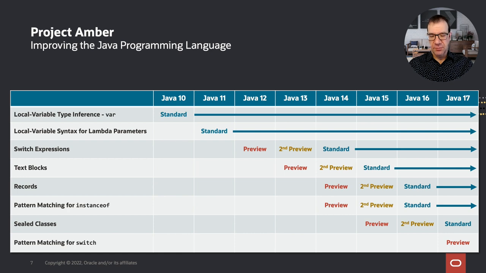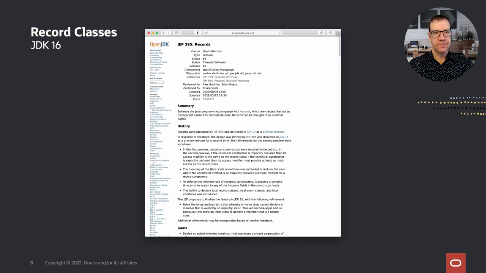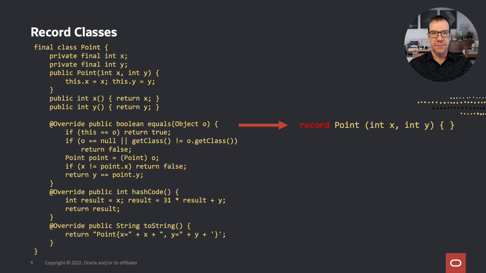Let's look at some of these features. First up is record classes, which shipped in Java 16. We've all written classes like the one on the left many times. Class Point is a simple data carrier for a pair of immutable integers. We love how in Java, we give this class a name and then our points are type checked in the program. But we all hate how much boilerplate we have to write.